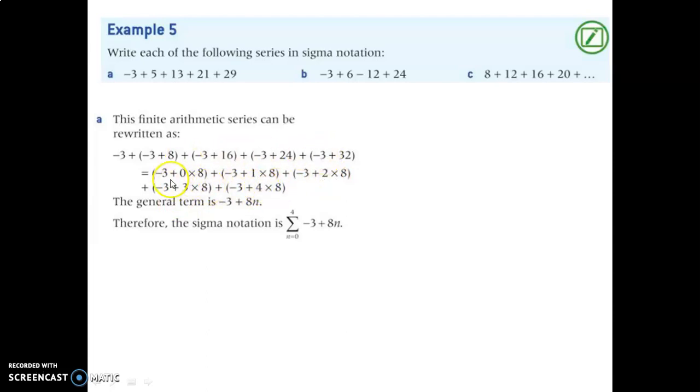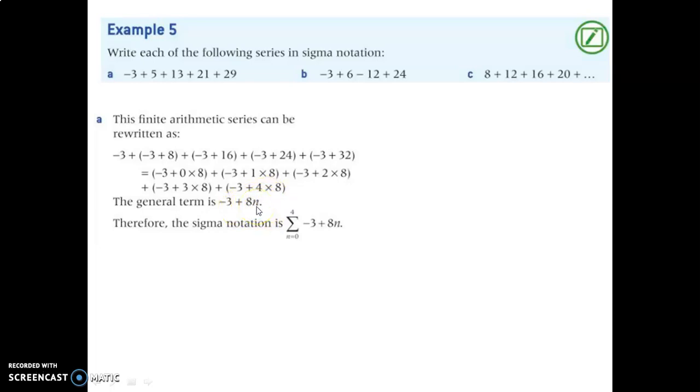And then that allows you to create the rule, because we know the rule will always have negative 3 plus 8 times some number. And the number is 0 first, and then 1, and then 2, and 3. So that number is not the term number, because in term number 1 we see a 0. In term number 2 we see 1. So it's always 1 less, and we've seen that before. So it's 8 times n minus 1, but in this case it was kept as an n.